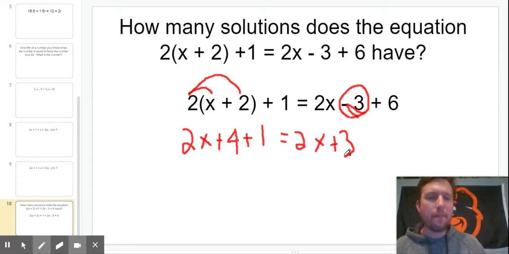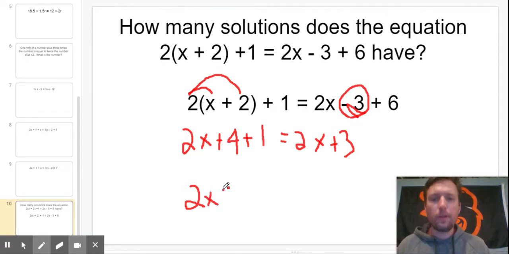Now I'm going to simplify this further. This side is good, 2x plus 3. I have my variable terms and my constant terms. This side I don't. I can still simplify this by putting my 4 and my 1 together. So I have 2x plus 5, because 4 plus 1 is 5, equals 2x plus 3.